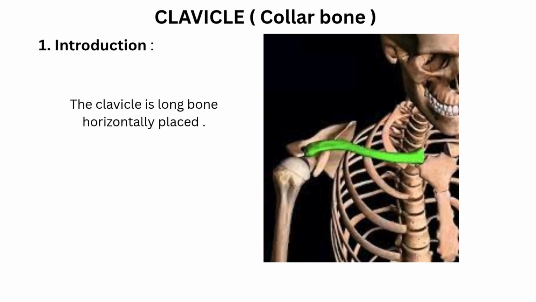Introduction. The clavicle is a modified long bone placed horizontally at the root of the neck. It supports the shoulder so that the arm can swing clearly away from the trunk. The clavicle transmits the weight of the limb to the sternum.